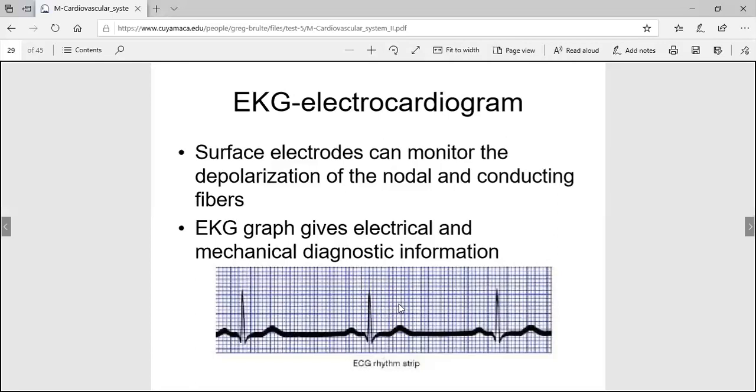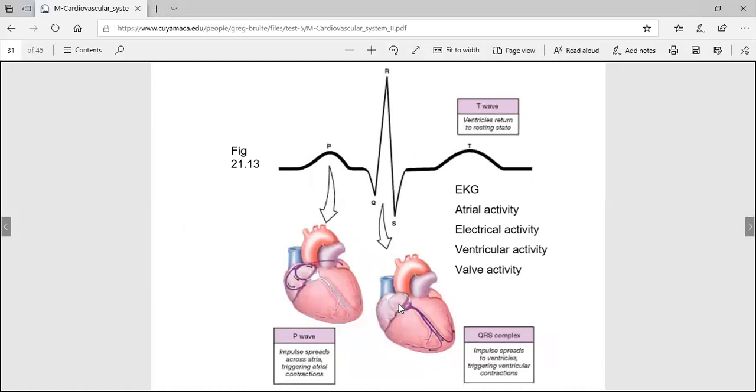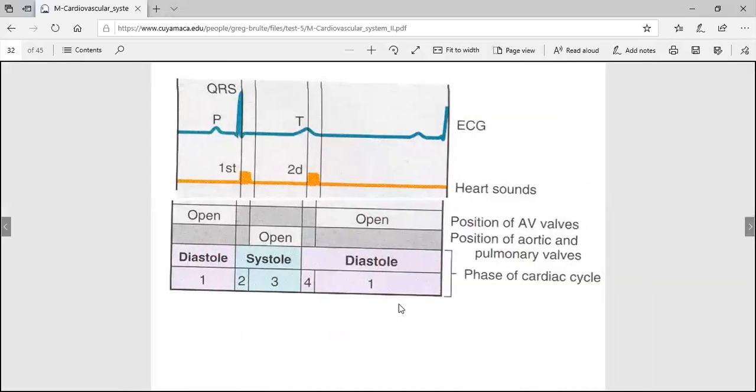Okay, what else? Did that, did that. Don't stress on this too much, but it's just kind of cool the way they overlaid an EKG over the systole and diastole. They're talking about your ventricles here.